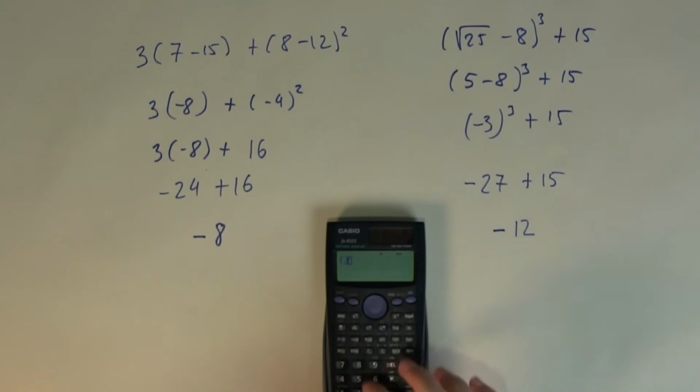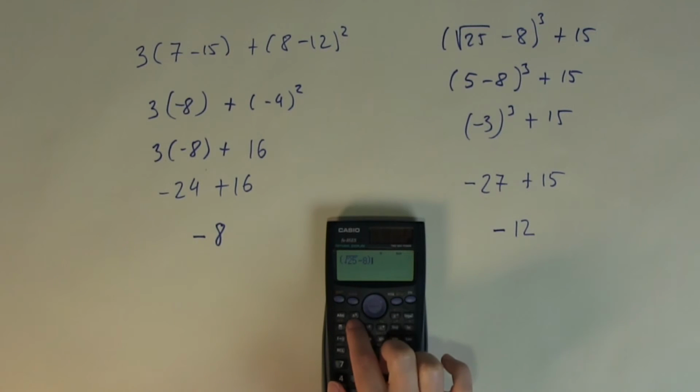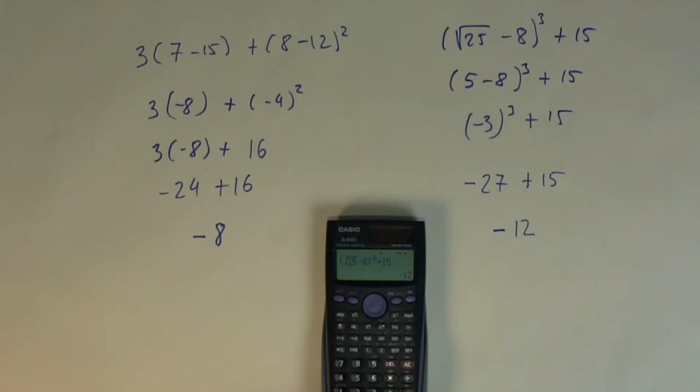Bracket open, square root 25. Make sure that you press the arrow button so you come out from the square root, otherwise everything will be taken under the square root. Minus 8, bracket closed, and now you can raise it to the cube, so there is a separate button for the cube. Plus 15, equals minus 12. So if you know how to use your scientific calculator accurately, that will save you a lot of time, especially in a nervous exam situation.